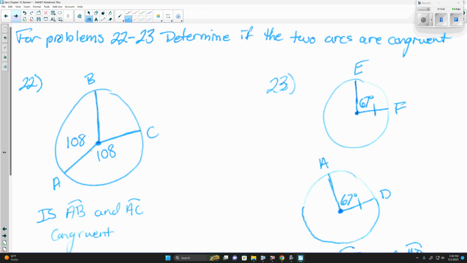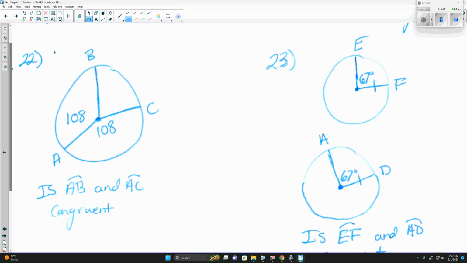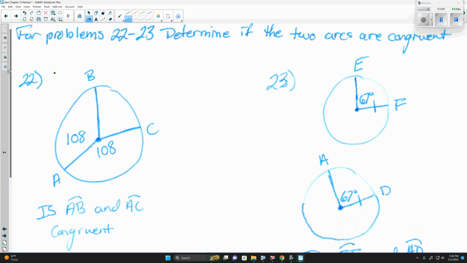Questions on 22 or 23? We good with 22 and 23? On 23, we know the two circles are congruent because the radii are told to be congruent. And since the central angles for these two arcs are the same, they're going to be congruent, because the central angles are the same, so the arcs have to be the same.